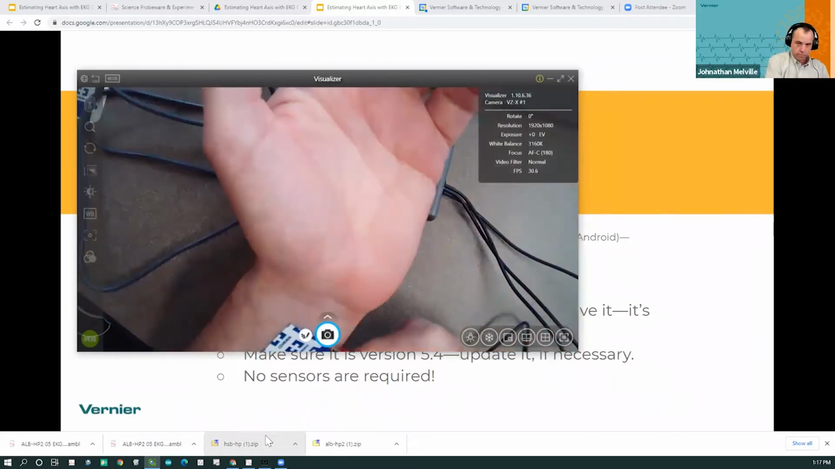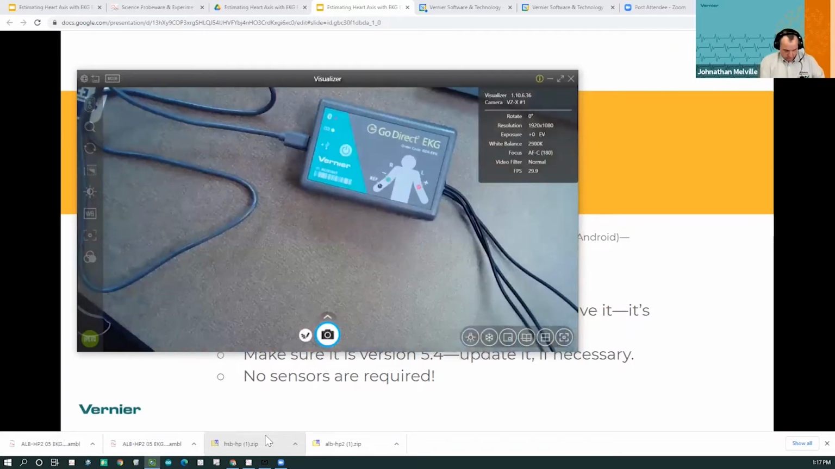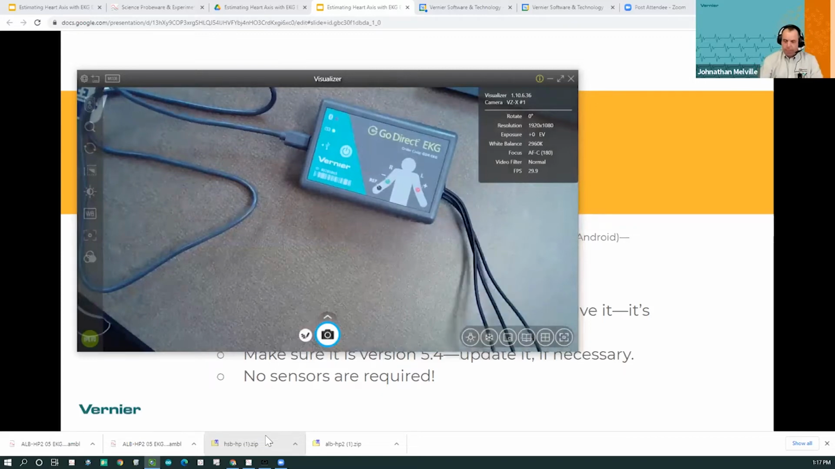Red, green, and then black goes on my foot. Pardon me while I move my foot up.